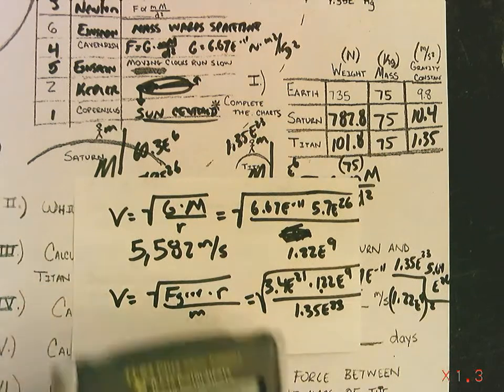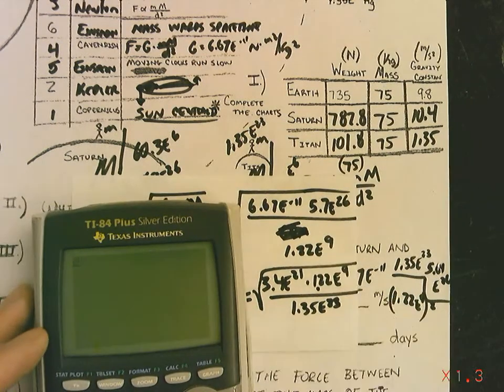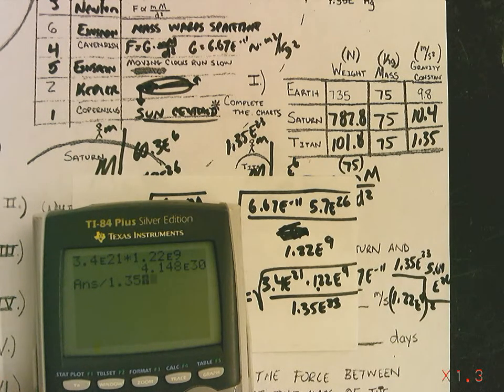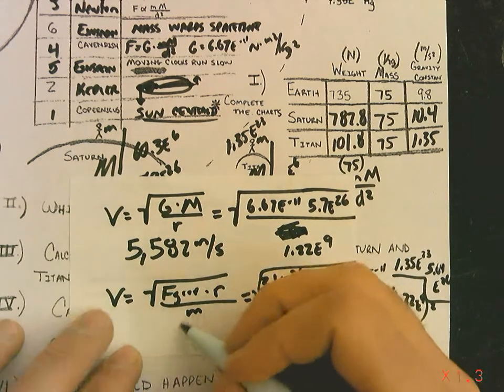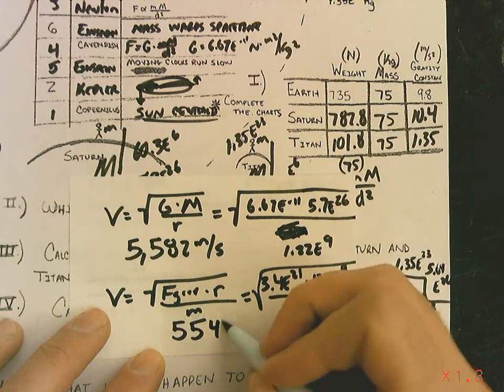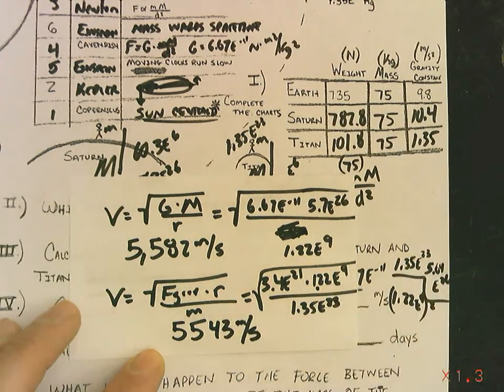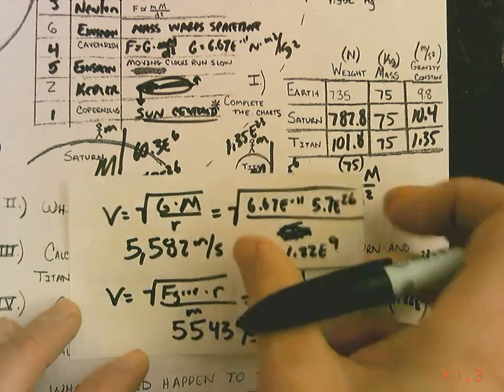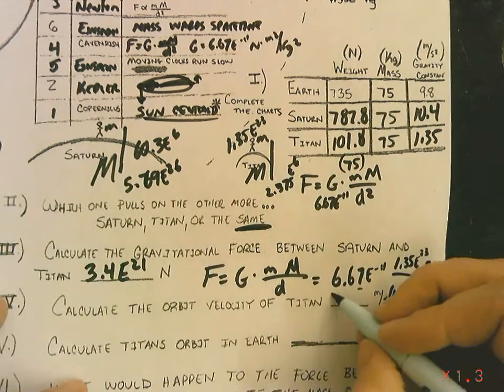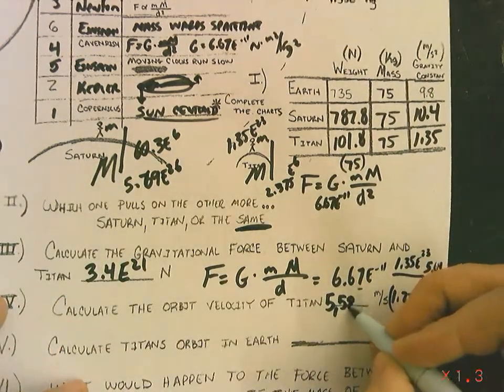So let's see what that looks like when we do it in the calculator. 3.4 e21 times 1.22 e to the 9 divided by 1.35 e to the 23, and then I want to square root all that, and I get 5,543. So it's pretty close, but not identical. It's close enough to know that our f grav answer is now right, and our velocity was good enough. But if we have to pick one, we want to use the one that had less rounding in it.